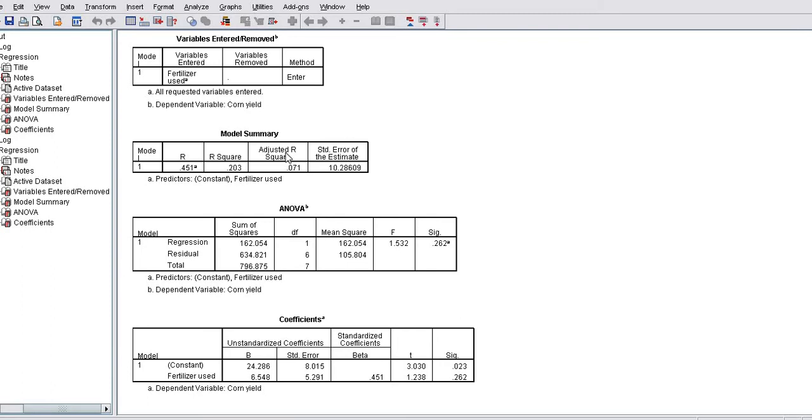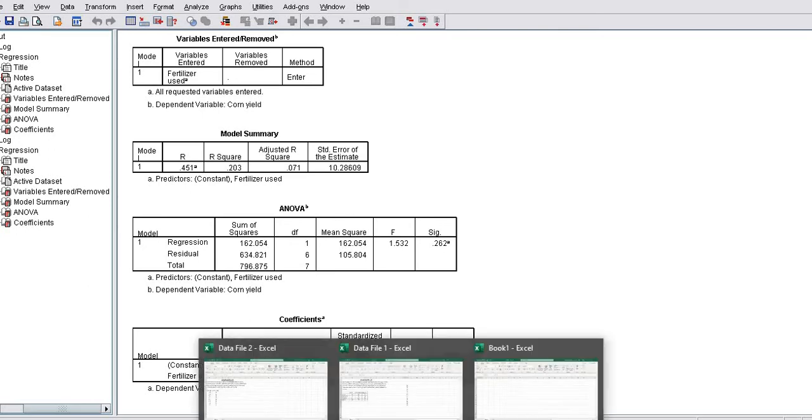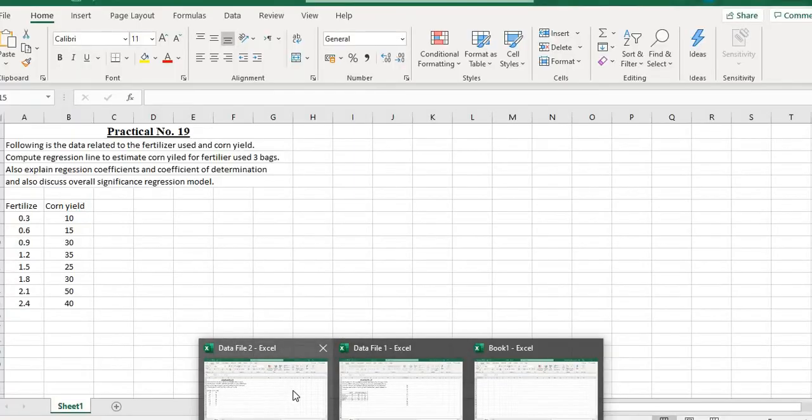Adjusted R square is used when we have more than one independent variable, that is, when regression coefficients are more than two. It is used for multiple regression. One question is left: what will be the value of corn yield when we have fertilizer of 3 bags?